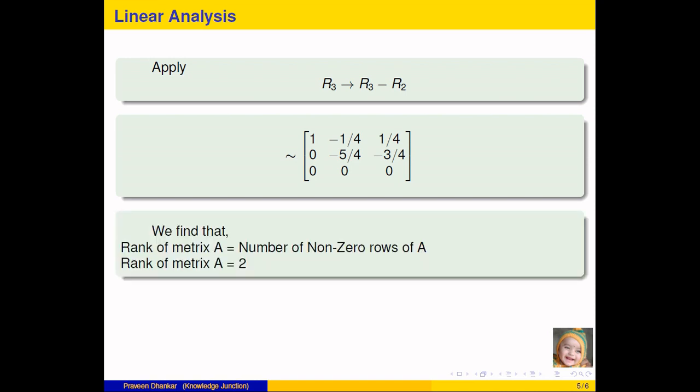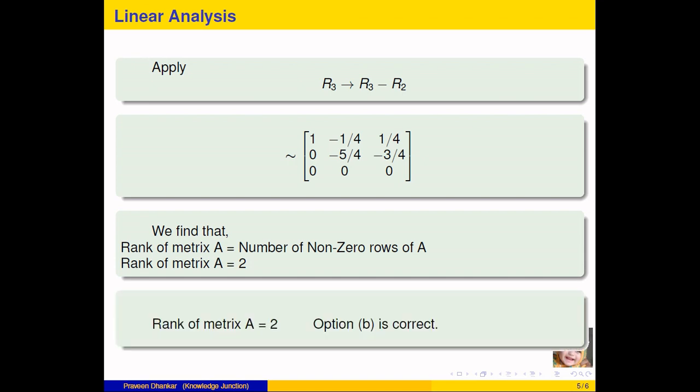So we find that the rank of the matrix is the number of non-zero rows of A, and here we get that the number of non-zero rows is 2. So the rank of the matrix is 2, and your option B is correct.